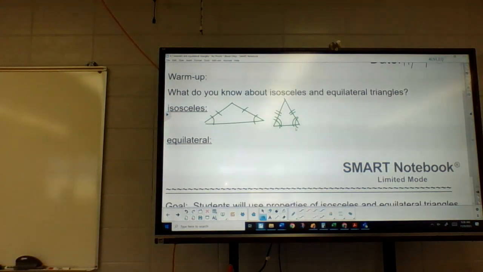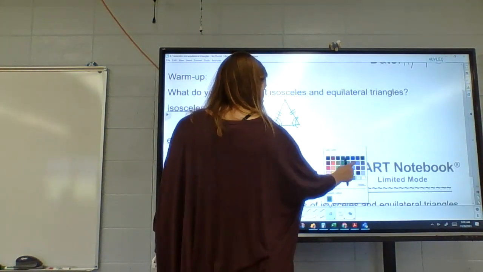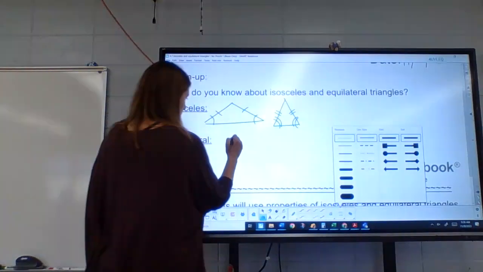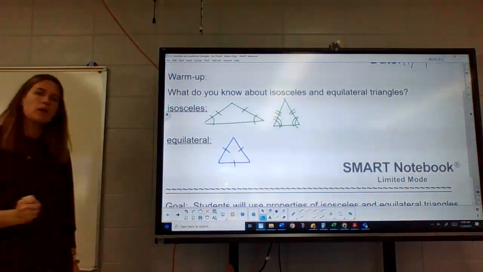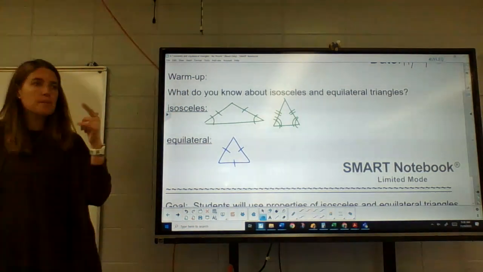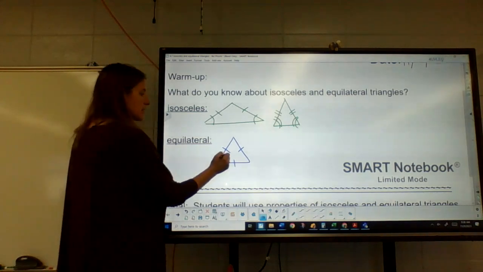Then equilateral. Anyone know what that looks like or is? Equilateral. All the sides are the same. So I can't even draw multiple versions of an equilateral. They're all equal sides. Yep. All angles are equal to 60. Yeah, and all the angles are the same as well.